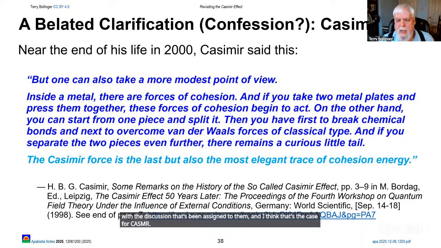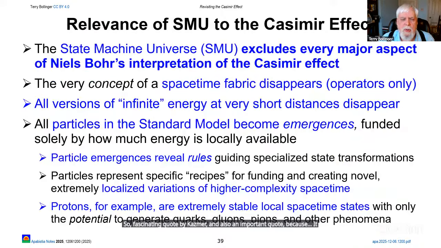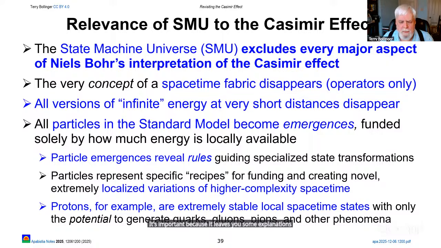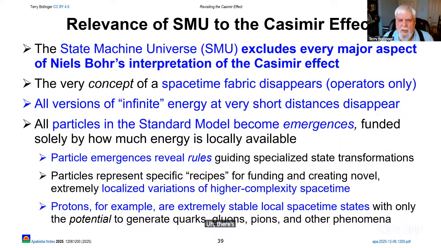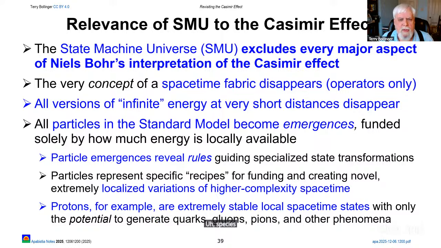So, a fascinating quote by Casimir, and also an important quote because it leads you to some explanations that make more sense. In terms of the SMU, the state machine model, the state machine universe excludes every aspect of Niels Bohr's interpretation of the Casimir effect. There's no space-time fabric. There's operators only. There's no infinite energies at short distances. That's just a specious concept. Specious? I'm not even sure if I pronounced that word right. Specious concept.